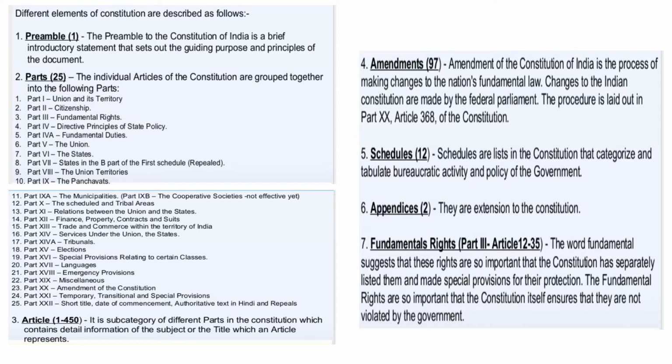Fifth one is schedules, which are 12 in number. Schedules are lists in the Constitution that categorize and tabulate bureaucratic activity and the policy of the government. Appendices, 2. They are extensions to the Constitution.